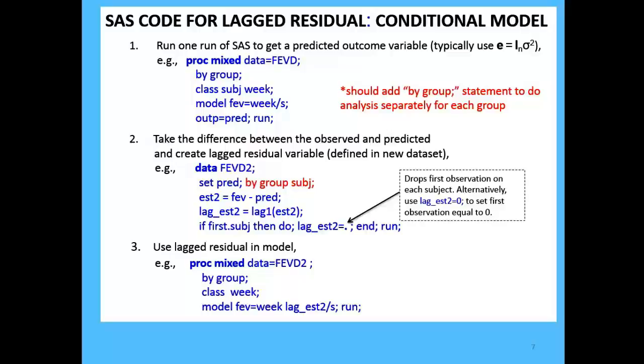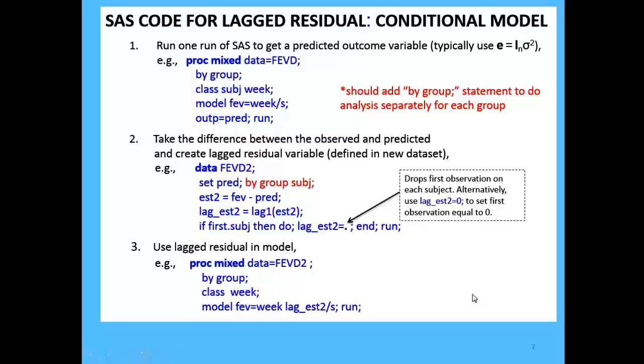And then I'm not quite finished, because you see where it said lag underscore EST2 equal to dot? What this does is drop the first observation. If I wanted to use the first observation as 0, I'd replace this with a 0. But once I've done this, the key next step is the last thing, number 3. Look, it says proc mixed by group, class week, model FEV equal week lag EST2, run.